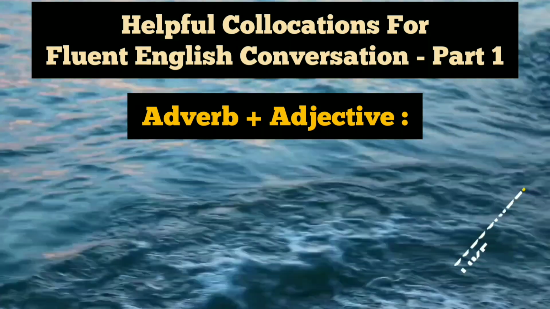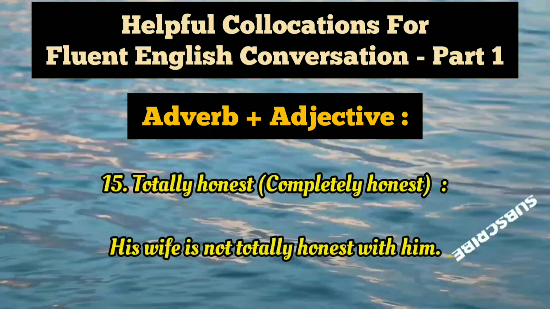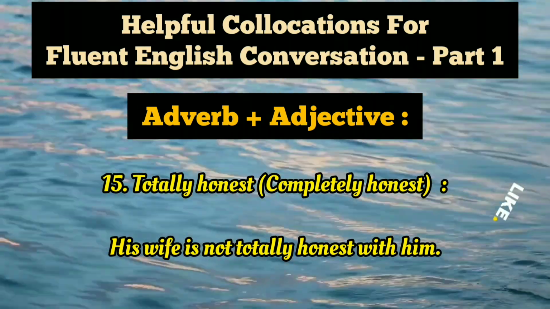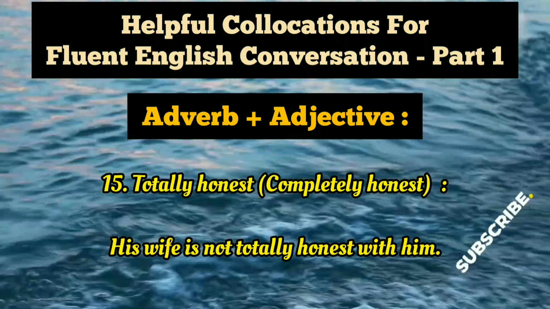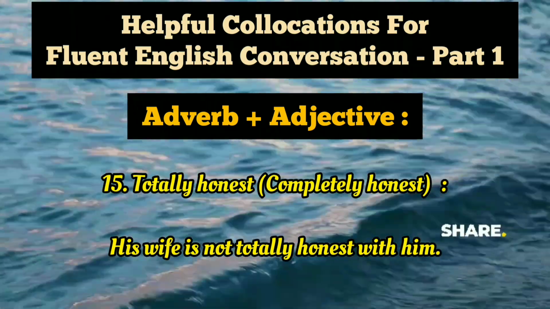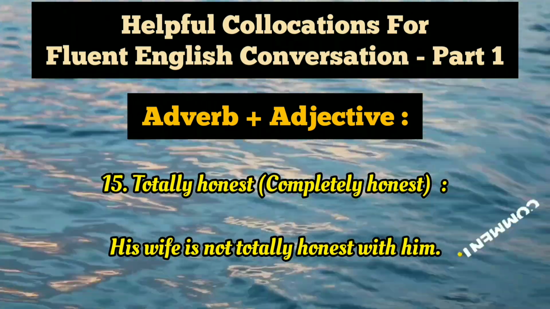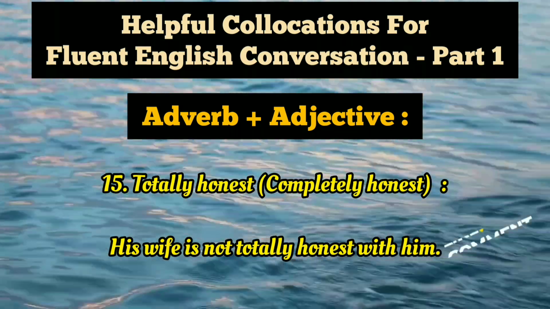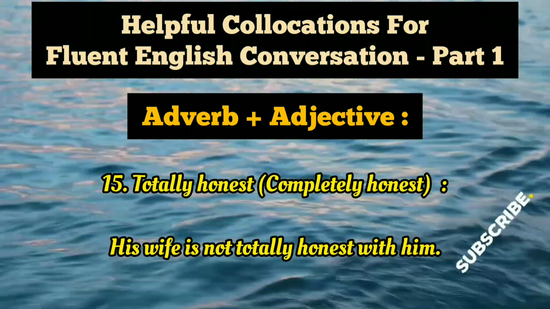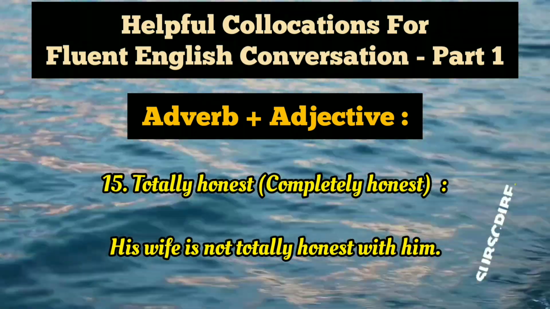So as you see, the first one, totally honest. Now I am using the adverb totally and combining it with the adjective honest. Right? That means completely honest, and using this collocation, totally honest. So let me show you how to use it. His wife is not totally honest with him. That means his wife is not completely honest. So totally honest means completely honest. It's a very useful one. Try to incorporate it in your conversation.